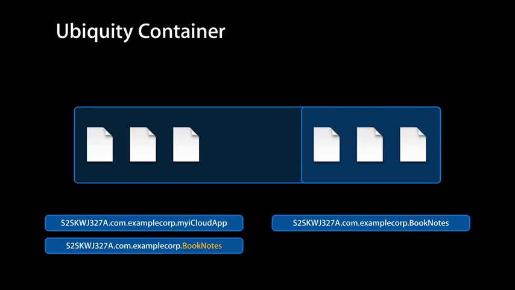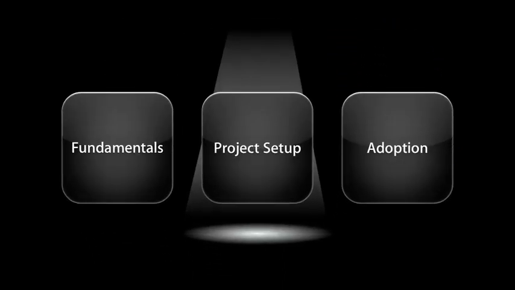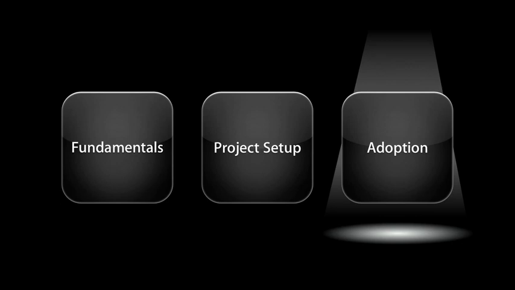If you've got a suite of apps that you all want to be able to work together and share this information, this is a great way to do that. All right, so that's all you have to do to get started with iCloud in your Xcode project. Simply go to the iOS provisioning portal, enable the application that you want to use iCloud, download that provisioning profile, and check one setting in Xcode. All right, so that's project setup. Now let's take a look at adoption.